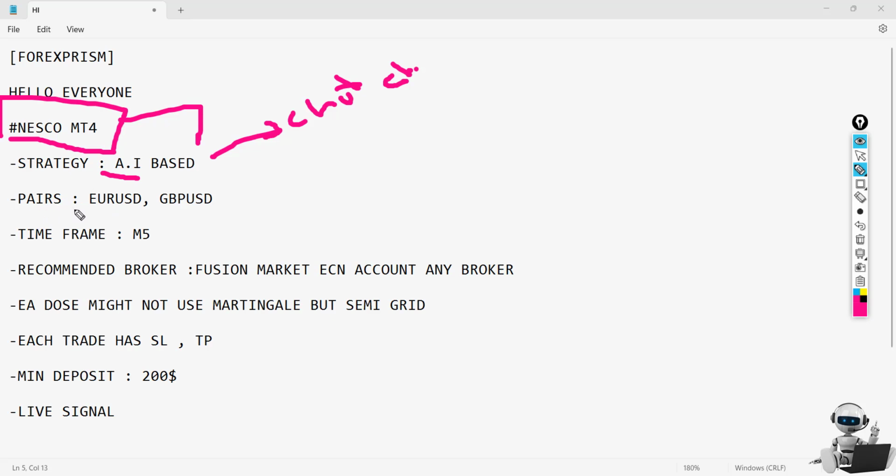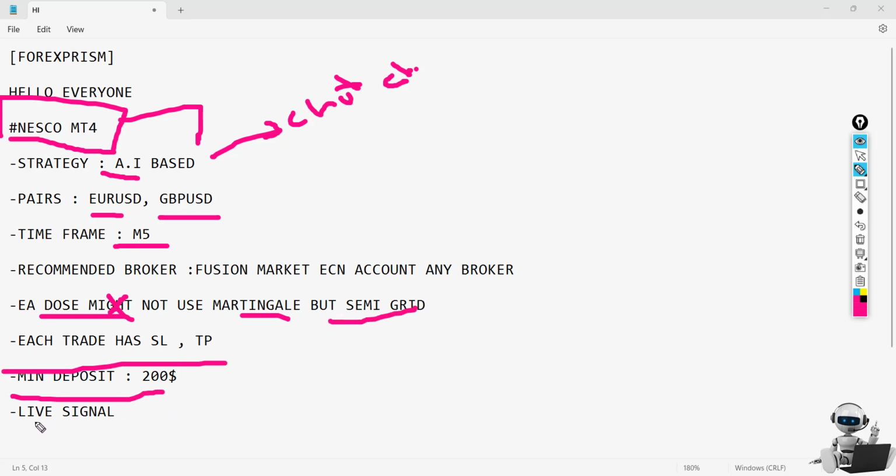So that having been said, for this EA, we are only going to use it for two pairs, that is the major Forex pairs Euro US dollar and Great British Pound. Time frame, of course, will be 5 minutes. So this EA does not use martingale but semi-grid. Each trade has a stop loss and TP, minimum deposit 200 US dollar, and of course we have two live signals.